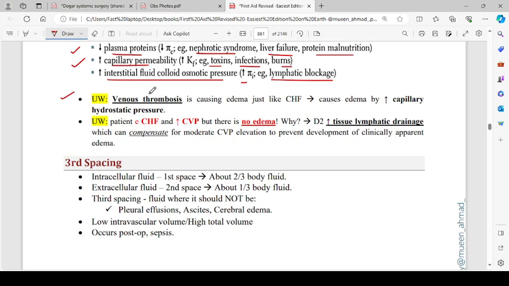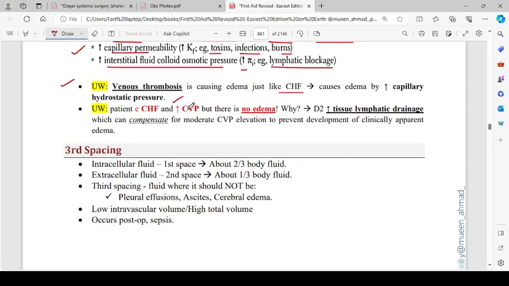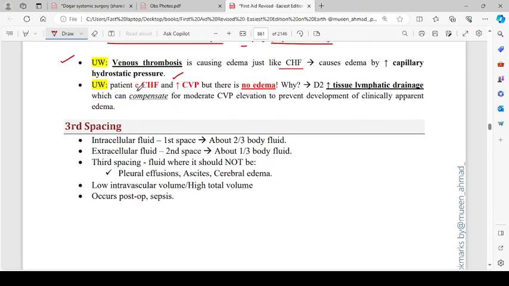There is a UWorld point that venous thrombosis is causing edema, just like congestive heart failure causes edema by increasing the capillary hydrostatic pressure. Another UWorld point is that a patient with congestive heart failure and increased central venous pressure, but there is no edema. Why? Due to the increased tissue lymphatic drainage, which can compensate for the moderate central venous pressure elevation to prevent the development of clinically apparent edema.